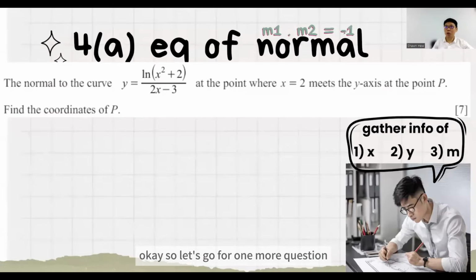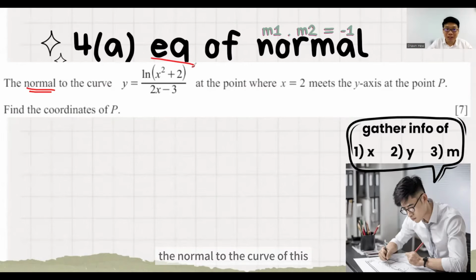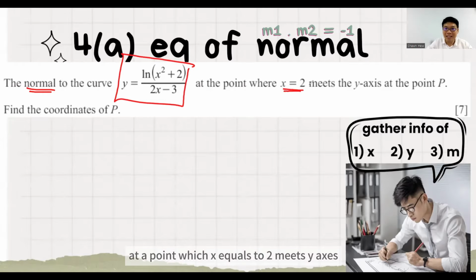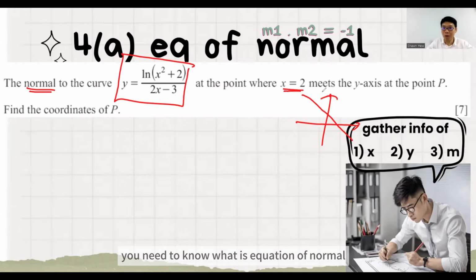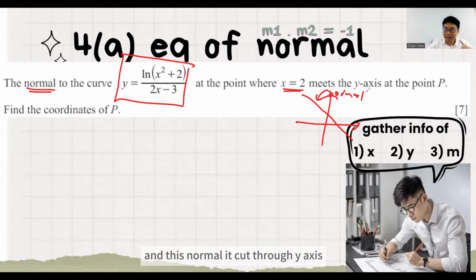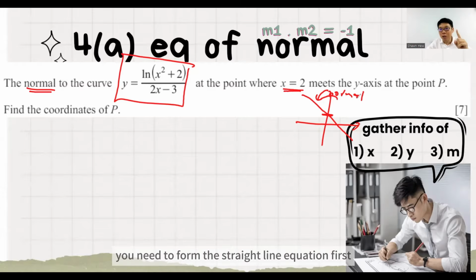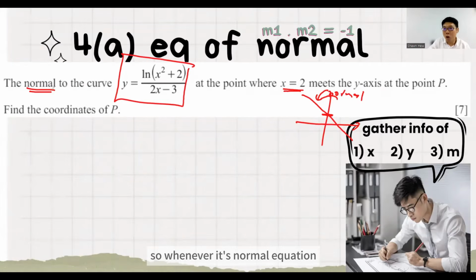Okay, so let's go for one more question related to equation of normal. They say the normal to the curve of this at the point where x equals 2 meets the y-axis, which means you need to know the equation of normal, which is a straight line. This normal cuts through the y-axis at a coordinate called P. So first thing you need to form the straight line equation. Whenever it's a normal equation, how many pieces of information do we need to gather? 3 pieces. X, y, gradient.